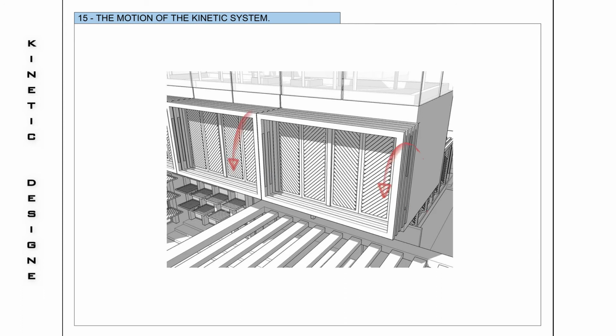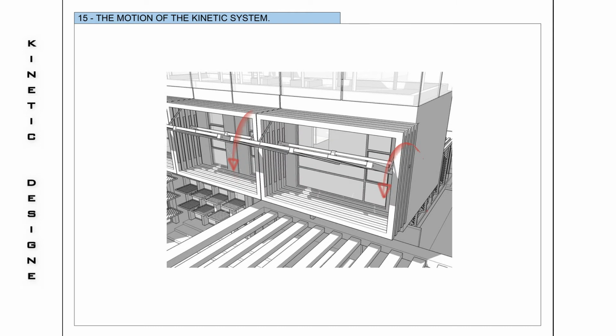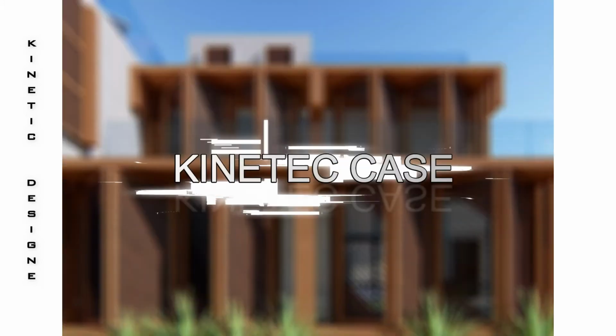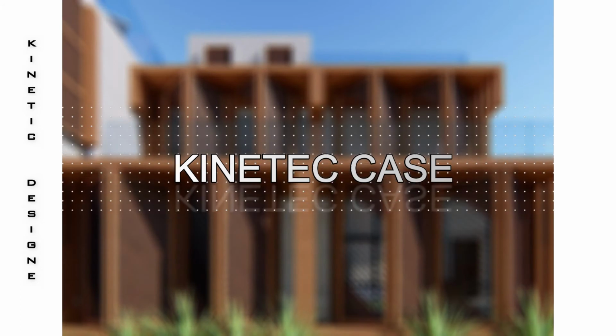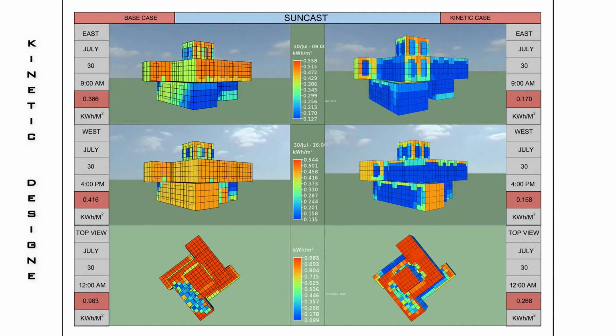It's suitable when the solar altitude is high or in case of the absence of direct sun radiation, to allow a full view and maximize the daylight for the space. Kinetic system analysis. Kinetic case compared to the base case in terms of sun cast.